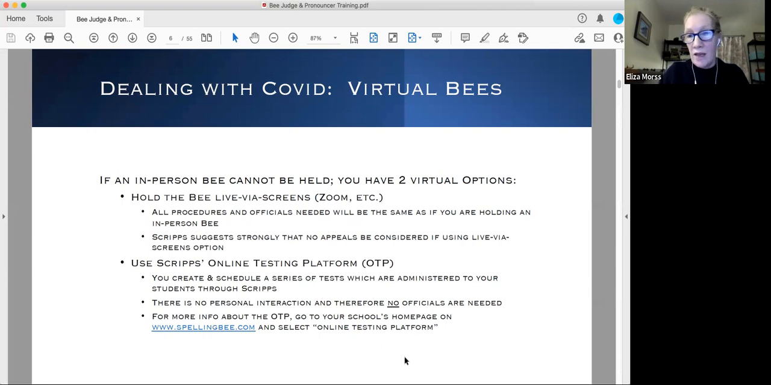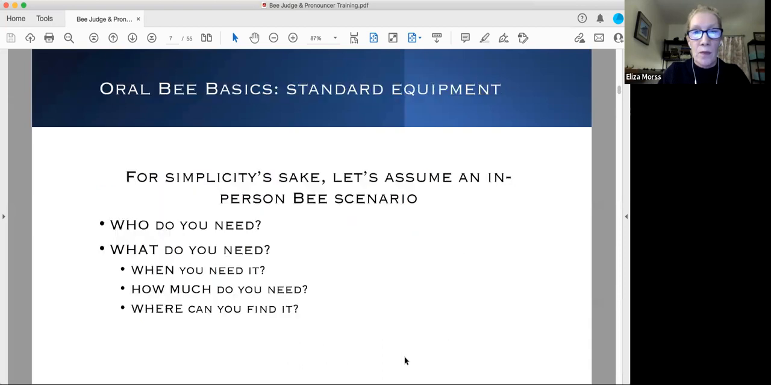But for an online testing platform, no personnel are needed except the organizer to click the buttons to put the tests together. So that's what COVID does affecting us.